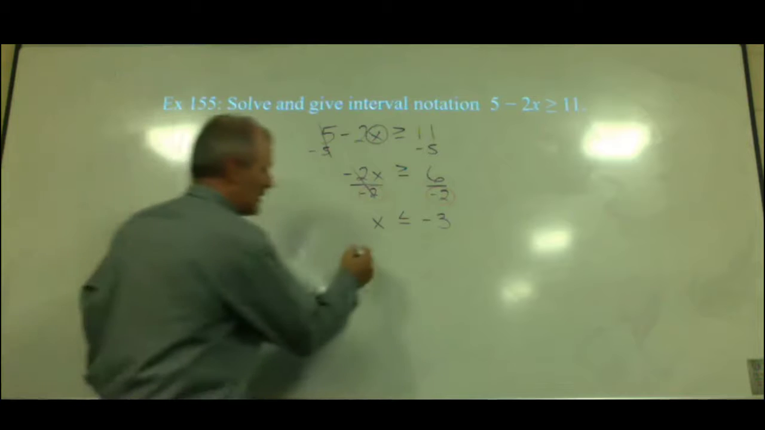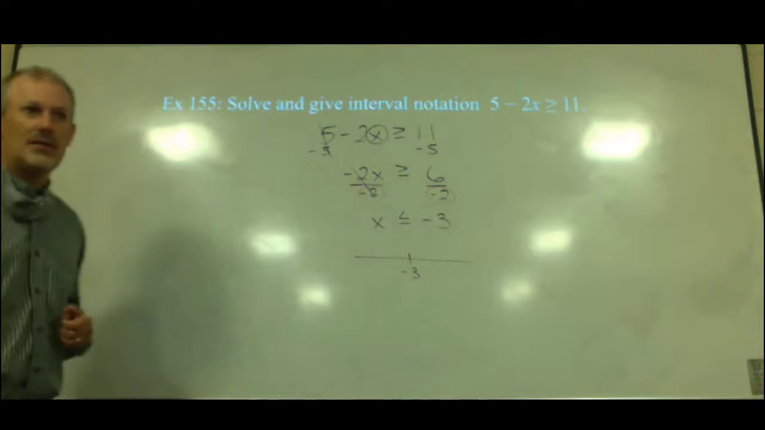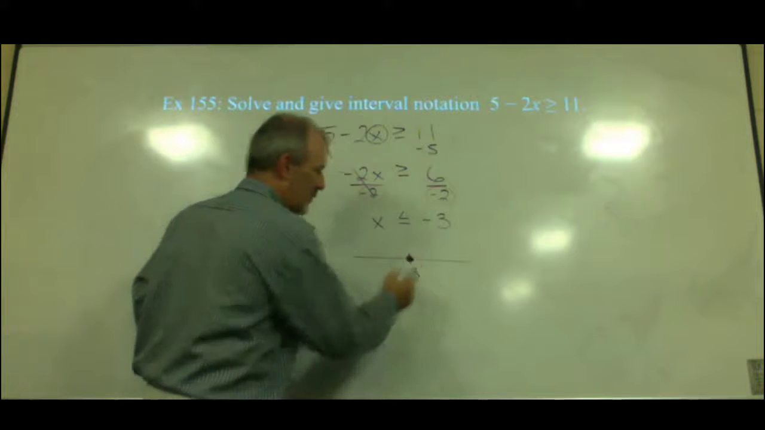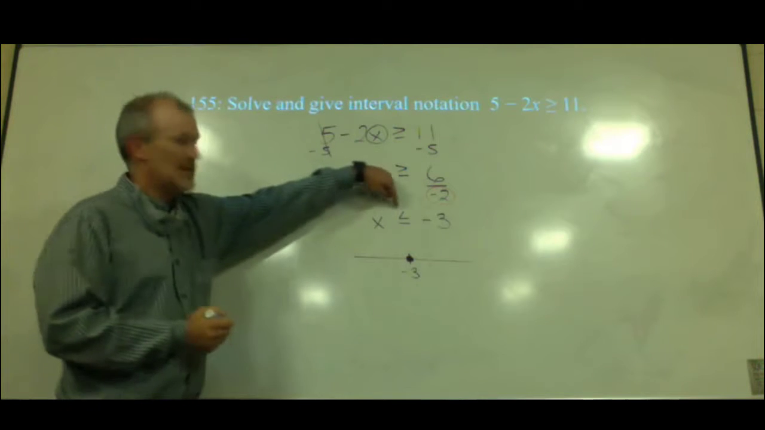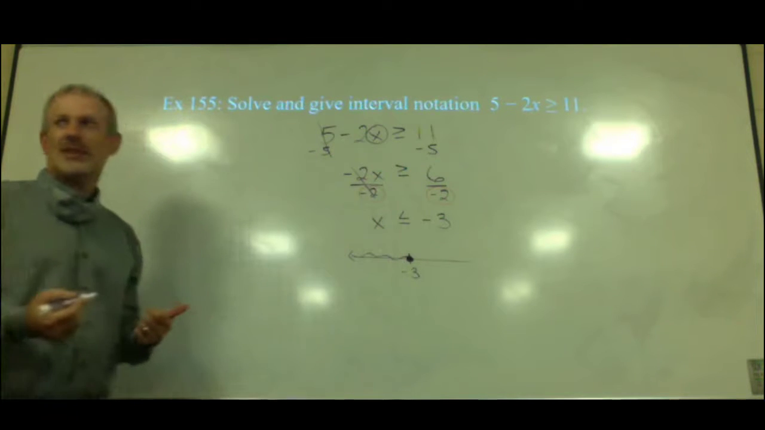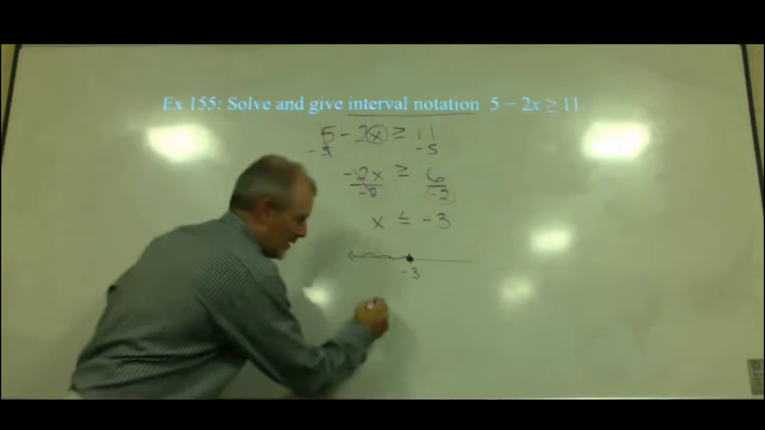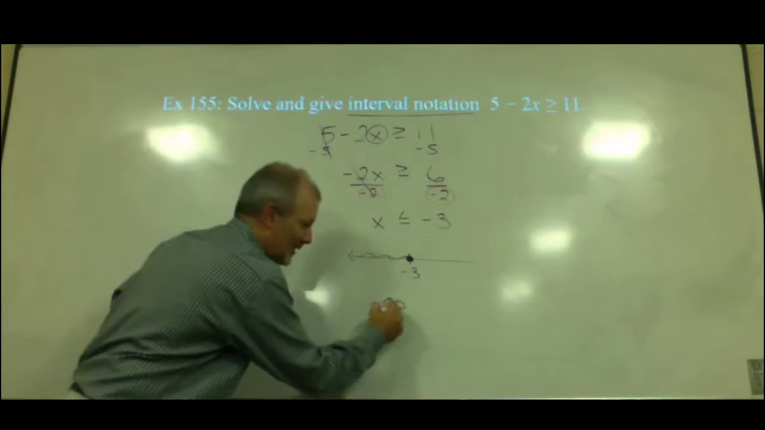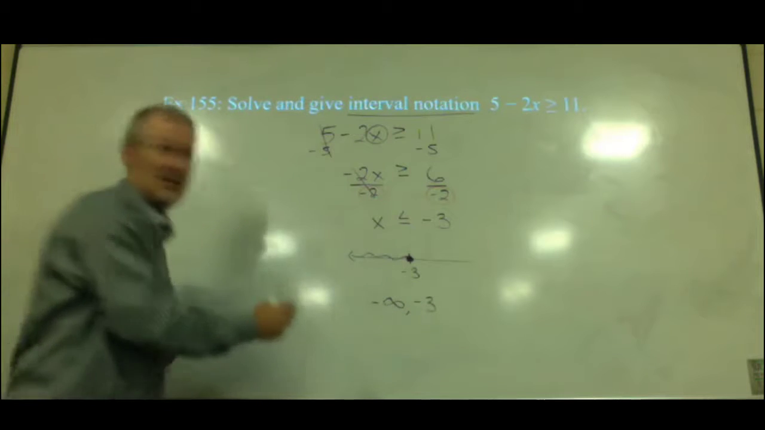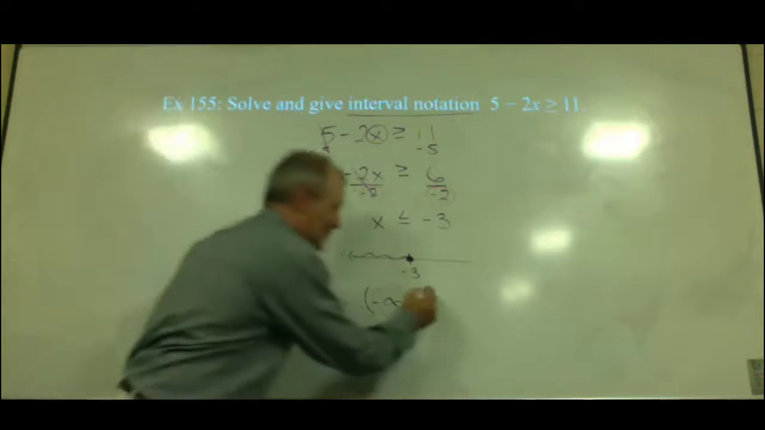If we want to draw a picture, what does that look like? Our boundary is at -3, right? What sort of circle will go there? Closed, you're correct. And then what direction? If it's less than, it goes to the left, that's correct. Okay, and then how would we write this in interval notation? Since it's to the left, it's negative infinity up until -3. Infinity always gets a parenthesis. And then what will this one get? A bracket, because it's a filled in circle.